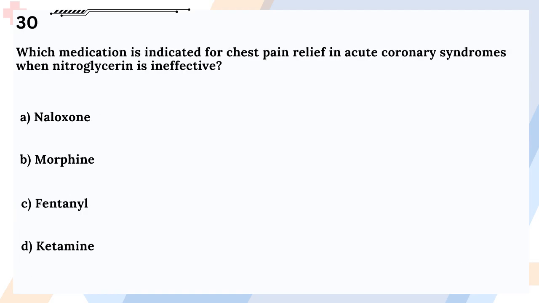Question 30. Which medication is indicated for chest pain relief in acute coronary syndromes when nitroglycerin is ineffective? A. Naloxone. B. Morphine. C. Fentanyl. D. Ketamine.